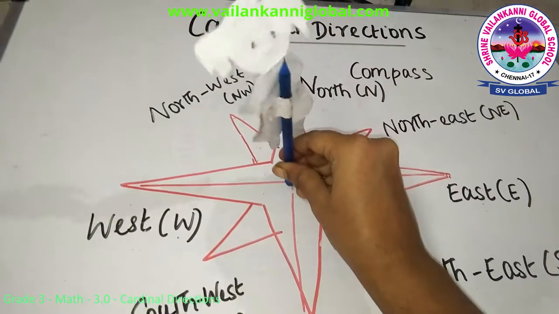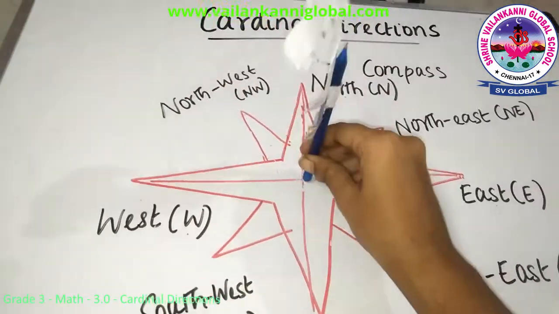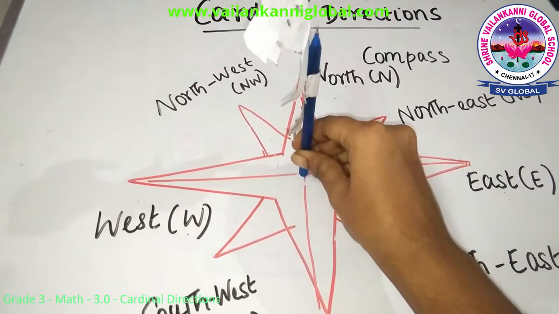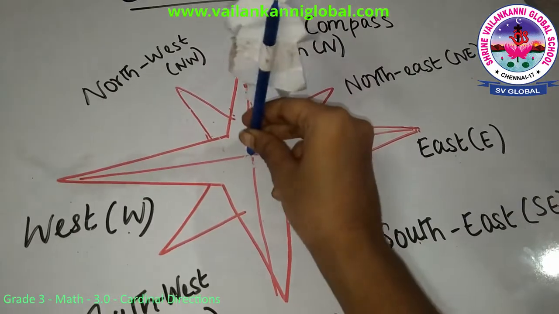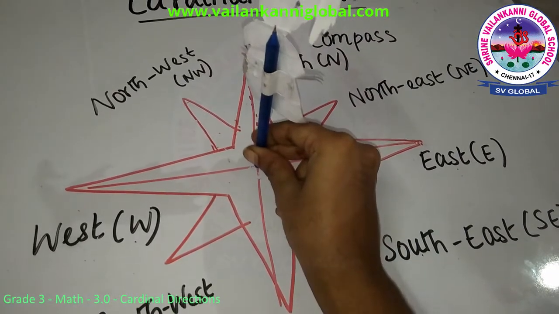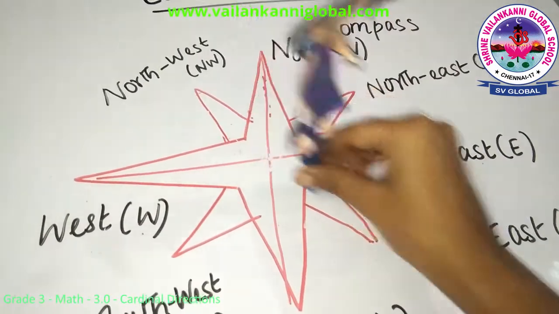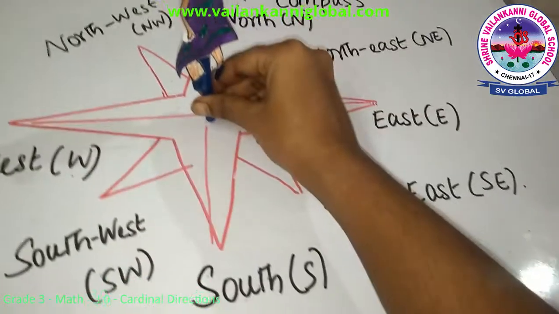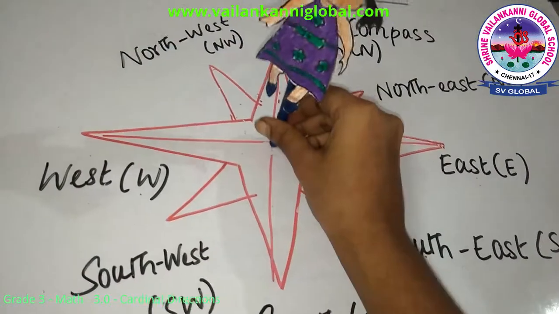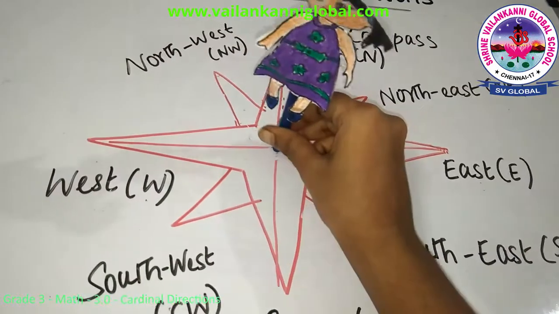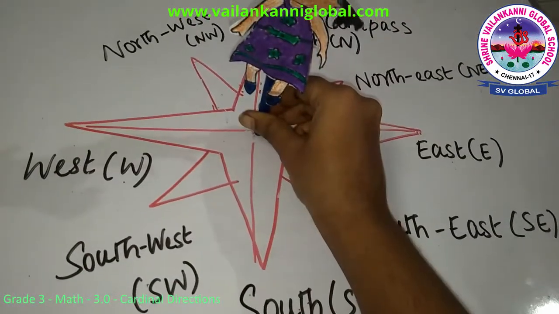Similarly, if you're facing in this direction, that means you're facing the northwest direction. And if you're facing in this direction, that means you're facing the northeast direction. And if you're facing this way, it means you're facing the southeast direction. And if you're facing this direction, it means you're facing the southwest direction.